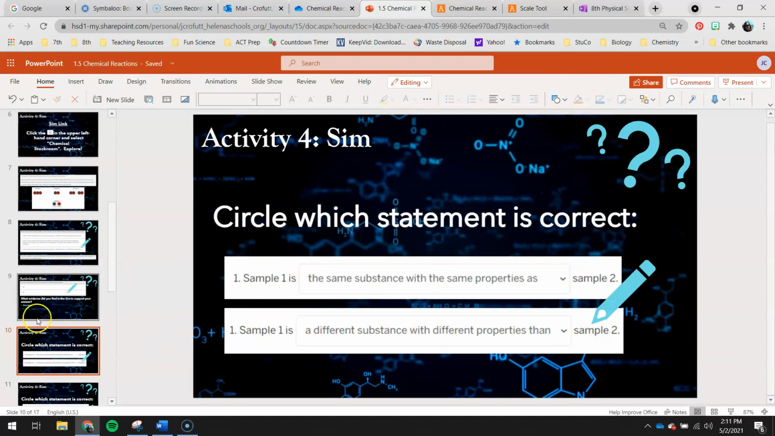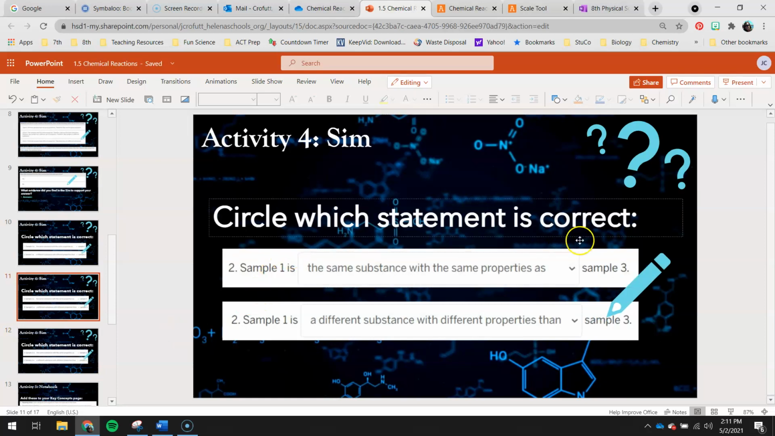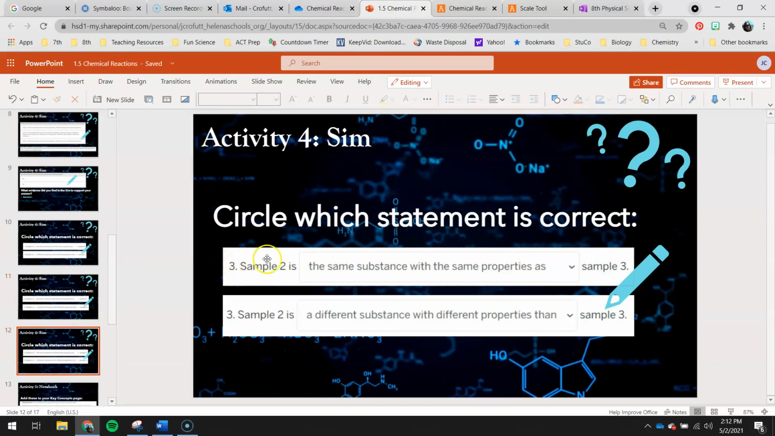Then you guys will compare sample 1 and 3. Sample 1 is the same substance with the same properties as sample 3. Or sample 1 is a different substance with different properties than sample 3. So again, you're circling which of those 2 statements is correct. And then finally on the last one, you guys compare samples 2 and 3. Sample 2 is the same as sample 3, or sample 2 is different than sample 3.